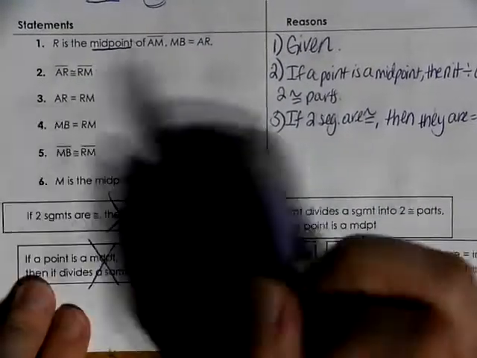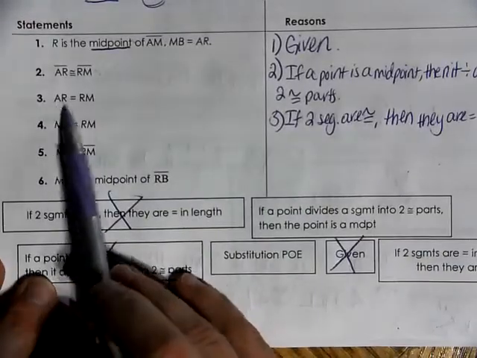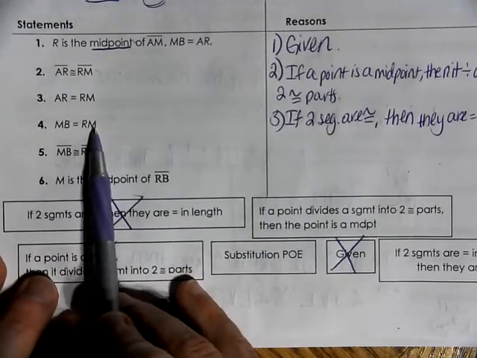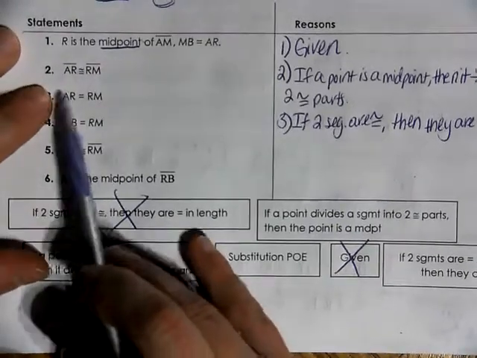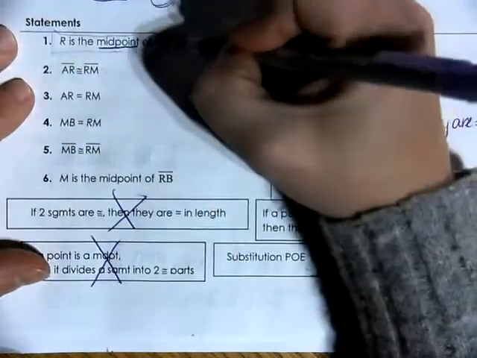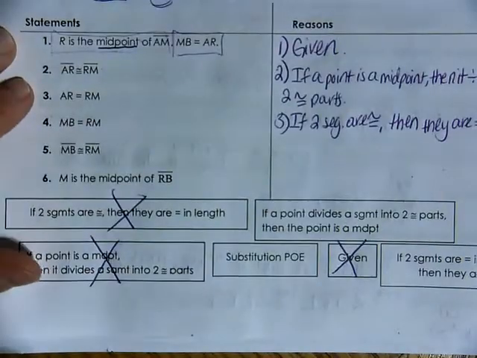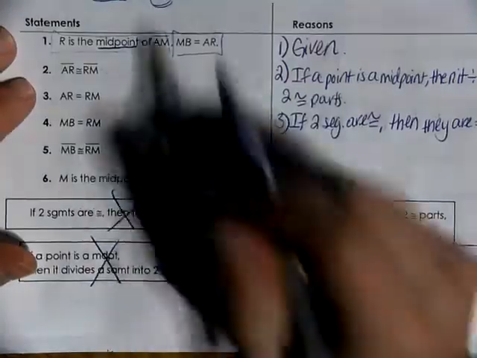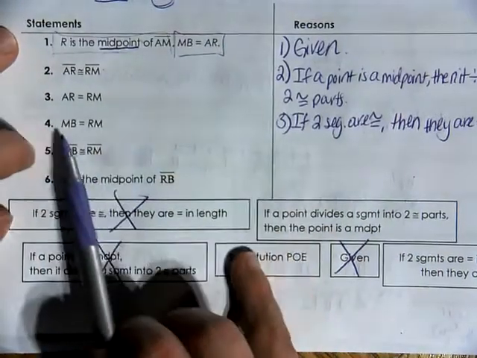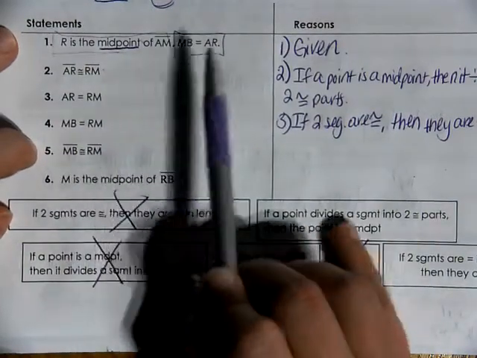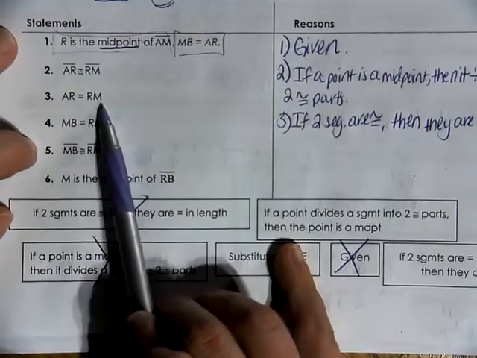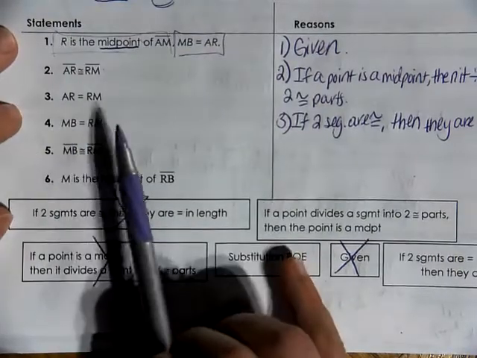Next, let's go ahead and look at what we have next. AR equals RM, and MB equals RM. Why are we allowed to say that? Let's go back to where we are at. We have already worked with the midpoint information, but now we have MB equals AR. So if MB equals AR and AR equals RM, then MB equals RM.